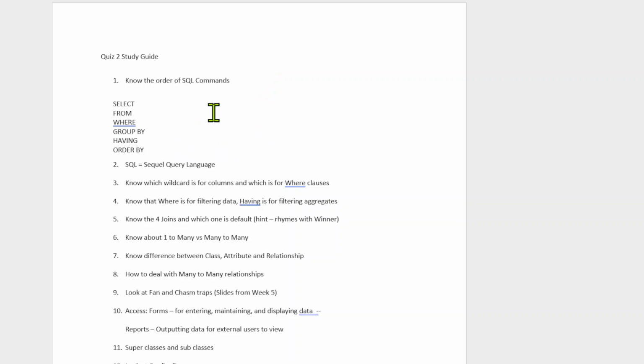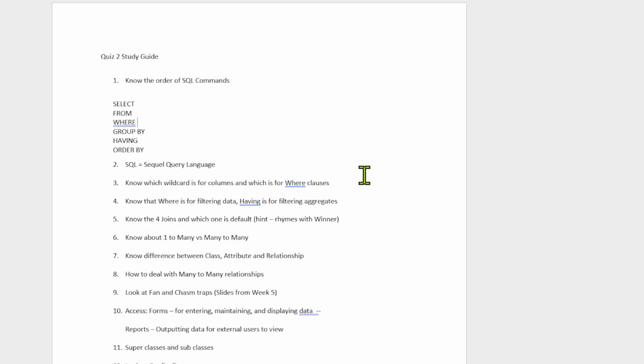Know which wildcards are for your columns, which ones are for your where clause. Keep that in mind. Look through your notes. There's two different wildcards we have out there, the main ones. One is used when you're searching a where clause, and one is used when you just want to have all the columns.